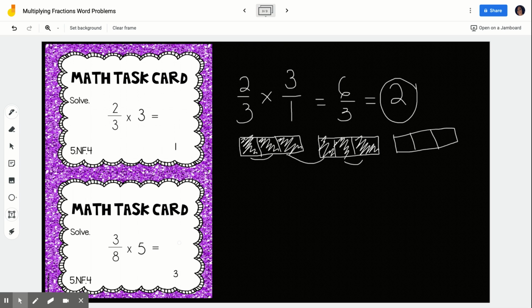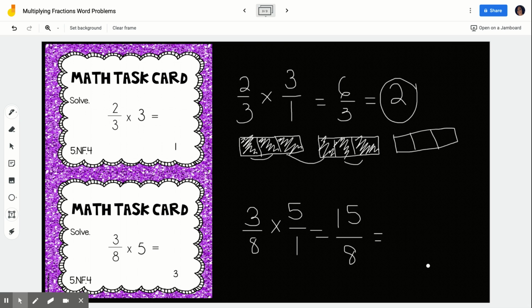All right, let's take a look at the next one. 3/8 times 5. 3/8 times, remember, anytime we're representing a whole number, that goes over 1. So 3/8 times 5 over 1. Now we can multiply straight across and straight across. 3 times 5 is 15. 8 times 1 is 8.